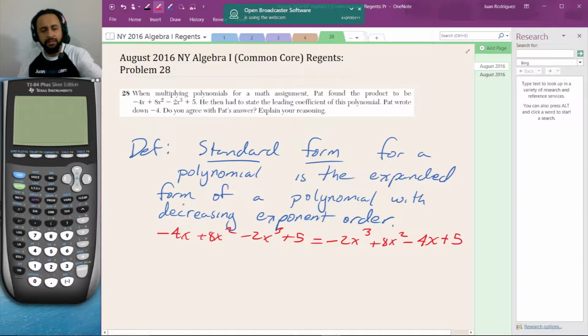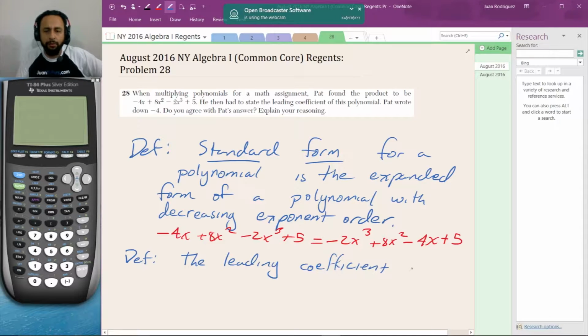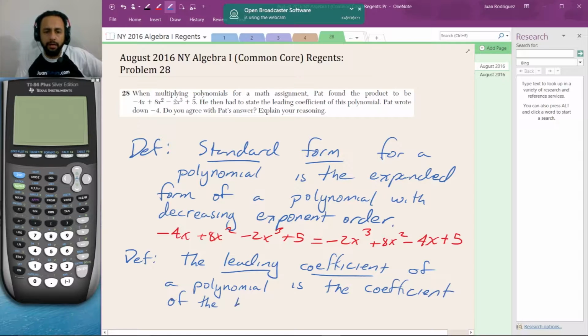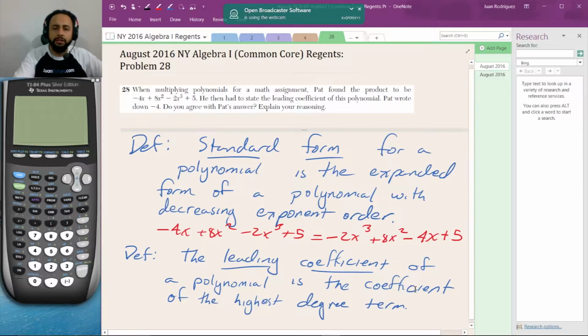So here's another definition then. The leading coefficient of a polynomial is the coefficient of the highest degree term. Okay, so in this case, it's negative 2.